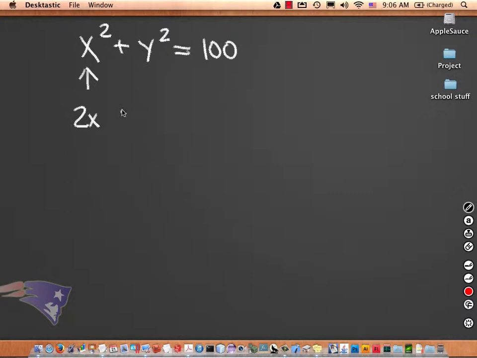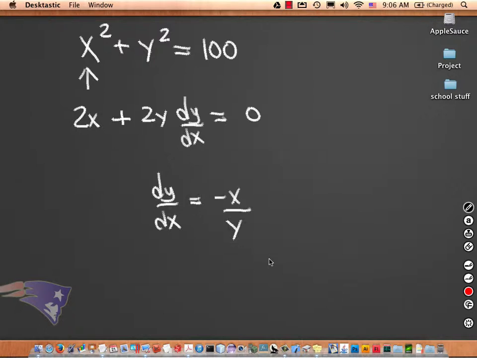Now, this is plus what? 2y dy/dx, yes, equals 0. Now I subtract this over, divide by that, and I end up with dy/dx equals negative x over y. And that right there, McKenna, is the slope of the tangent line at every ordered pair x and y for the circle. This is not a unit circle, but x squared plus y squared equals 100 is a circle centered at the origin with a radius of 10.